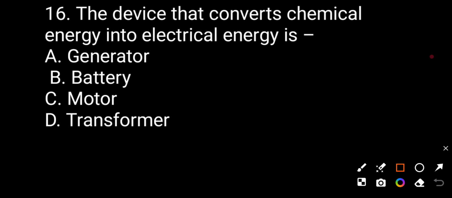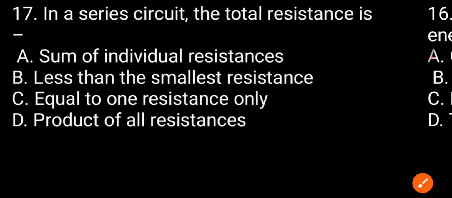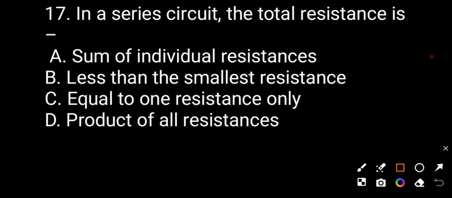The device that converts chemical energy into electrical energy is option A generator, option B battery, option C motor, option D transformer. The answer will be B, battery. Battery is the device which changes the chemical energy into the electrical energy.